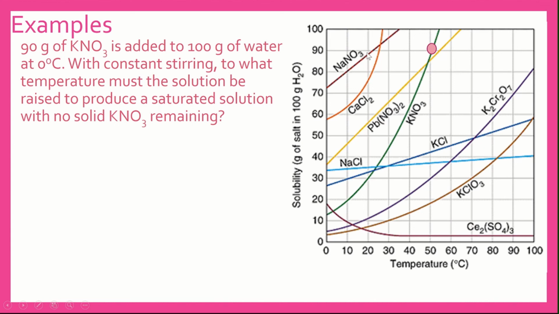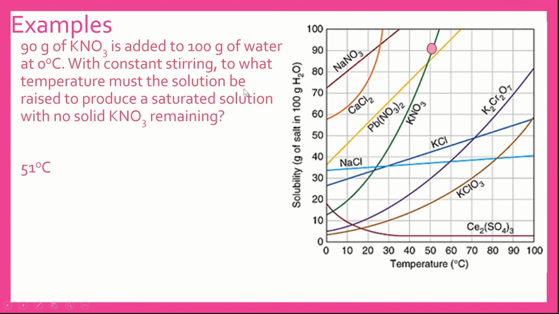So we have to follow it over. Where do we hit the line? Right in there. Looks like about 50 degrees. So we're going to have to heat our KNO3 from 0 to 50 degrees, 51 degrees, perhaps just over, to make sure that we dissolve all of our 90 grams of KNO3 to make a saturated solution.